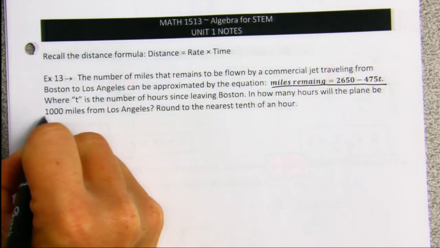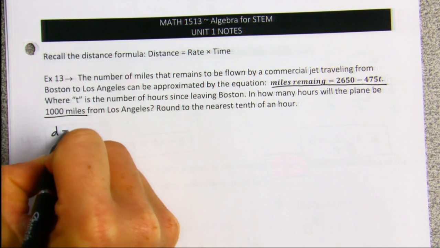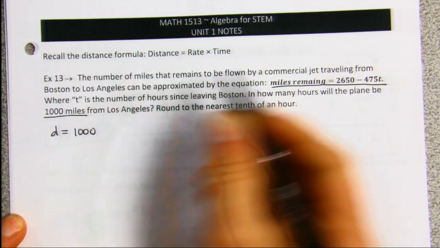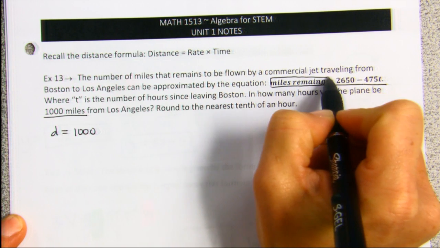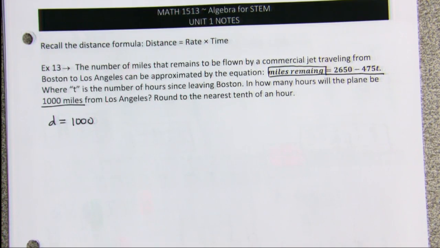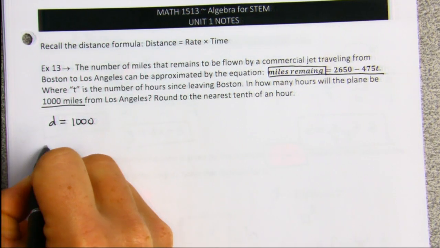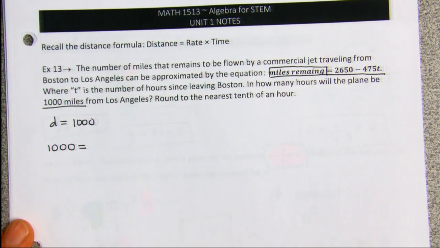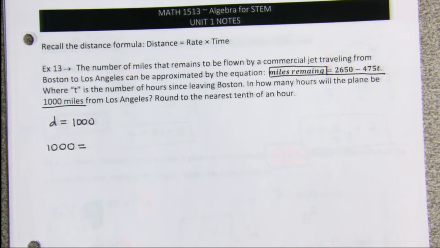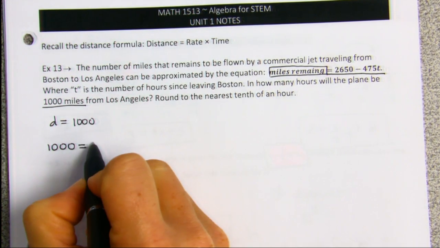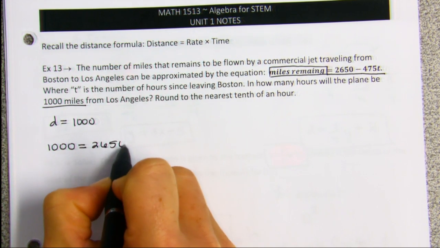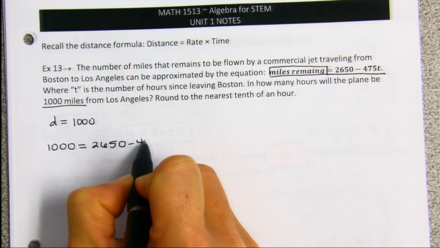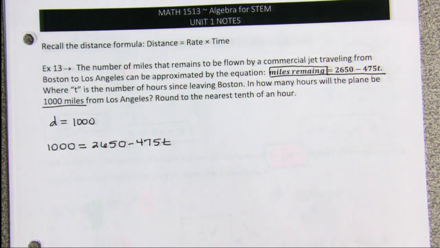So we know they give us this. The distance is 1,000. Miles remaining, that's your distance. So we're just going to plug 1,000 into that and solve for time. This one isn't absolute value. It's just a word problem, replacing the value that we have and solving. So 1,000 equals 2650 minus 475t. What do we need to do first?